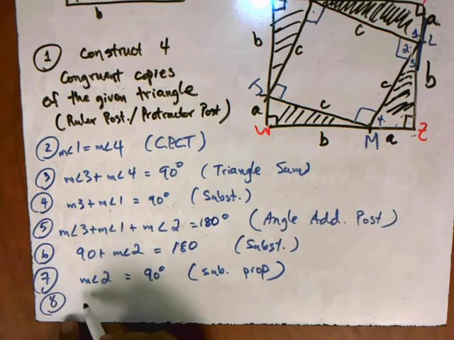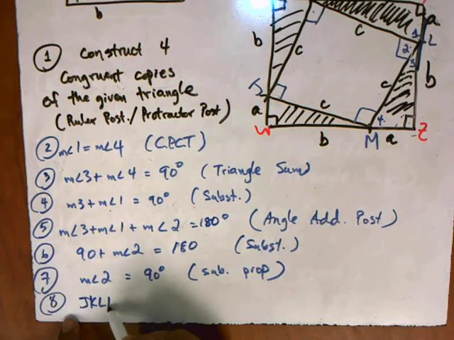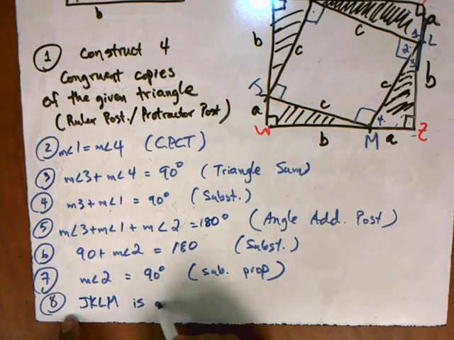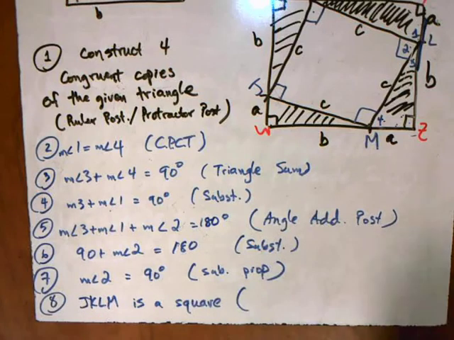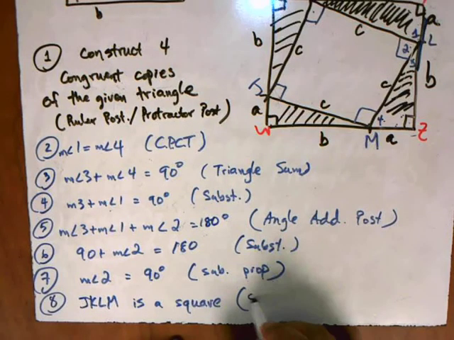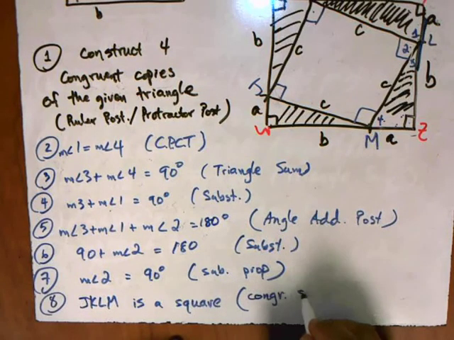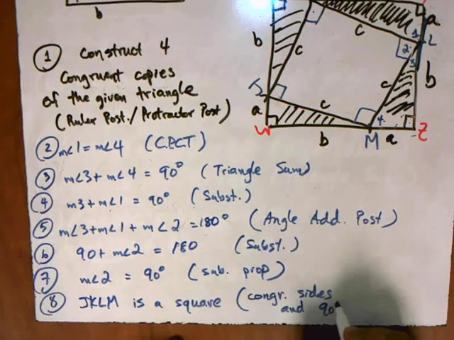So now we can say that JKLM is a square. And this is the definition of the square: congruent sides and 90-degree angles.